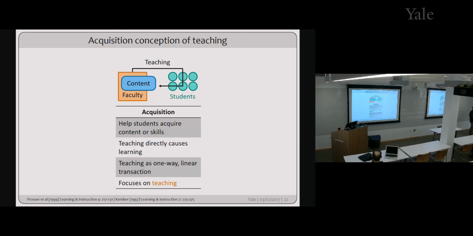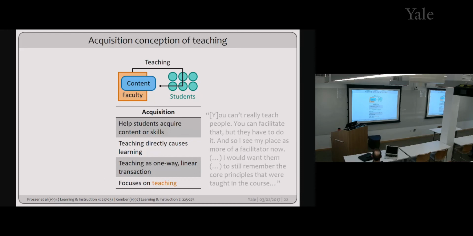If I teach better, then more learning should happen, right? And it's sort of a one-way transaction, right? So I have all the goods, and somehow I have to help you get it, right? And so a quote here is, you can't really teach people, you can facilitate that. And I see myself as a facilitator, right?